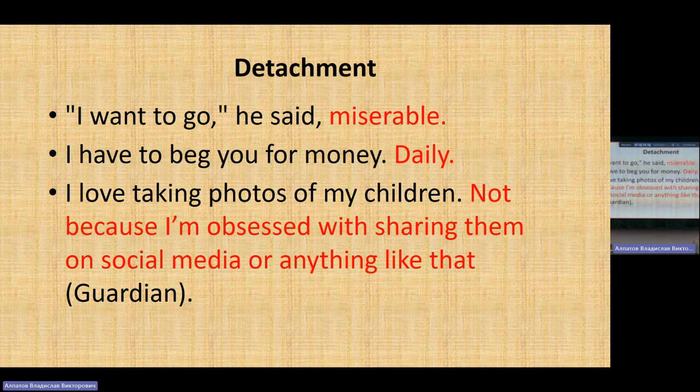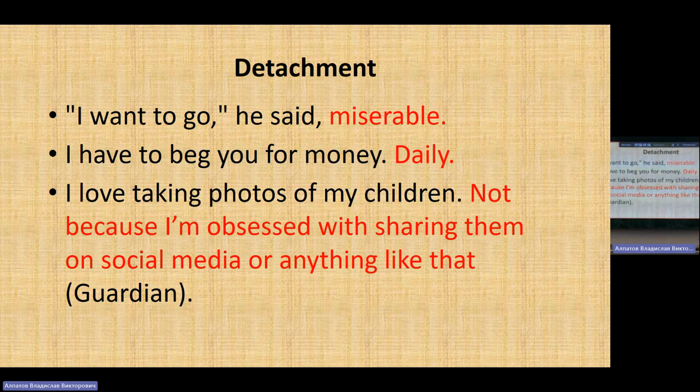It could be a comma, a semicolon, a dash, even a full stop. I have to beg you for money daily, right? You detach this adverbial modifier of time to emphasize it, right? So it could be logical emphasis. It could be imitation of the colloquial speech.